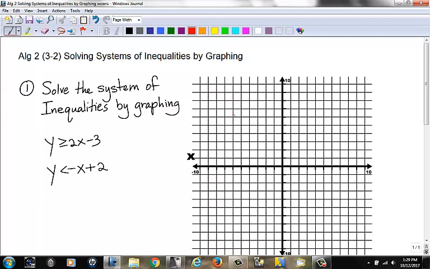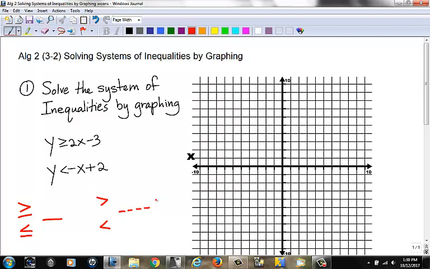Usually in the directions it will say solve the system of inequalities. As soon as they say inequalities, then you know your boundaries are going to be solid. If they have less than or equal to, greater than or equal to symbols, it's going to be a solid line. If they have greater than, less than symbols, it's going to be a dashed boundary. So you have to keep that in mind when you're graphing these.